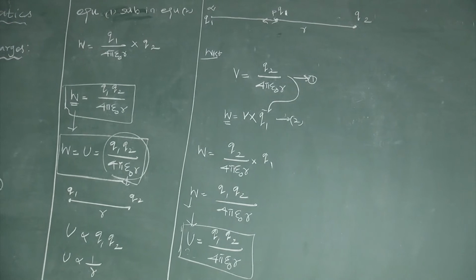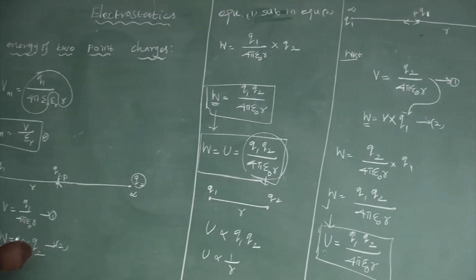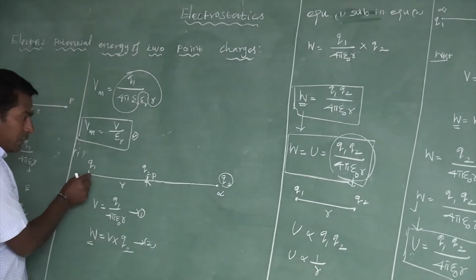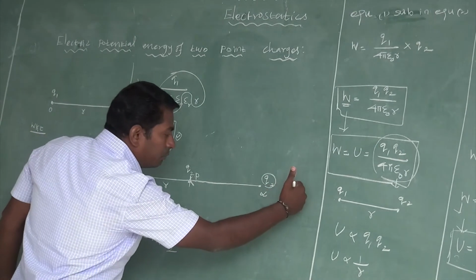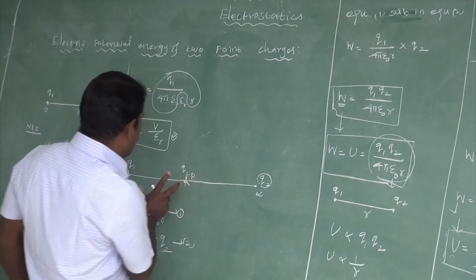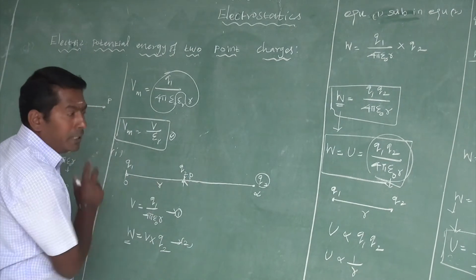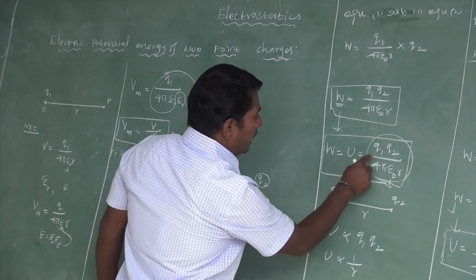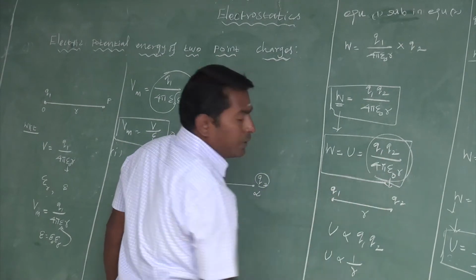In the first case, the Q1 charge is kept at rest, but the Q2 charge is moved from infinity to that point P. Then the electrostatic potential energy between two point charges at a particular distance r is U equals Q1 Q2 divided by 4 pi epsilon naught r.